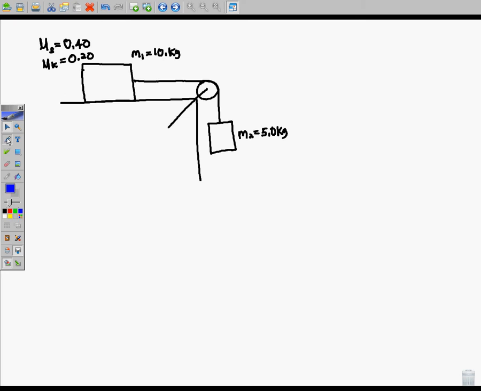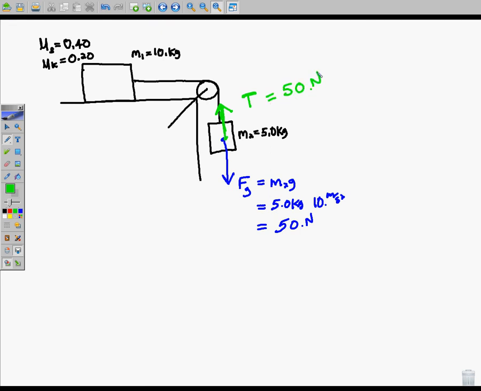So what we're going to have to do is analyze this object over here first. It has a mass of 5 kilograms, so its weight is going to be equal to m2 times g, which is 5 kilograms times 10 meters per second squared. That's going to be 50 newtons. But if it stayed, that means it's not rising or sinking or accelerating. So this tension force due to that cable, how much would it have to be if it stayed? Equal to 50 newtons. But I'll put in parentheses here, if it stays.